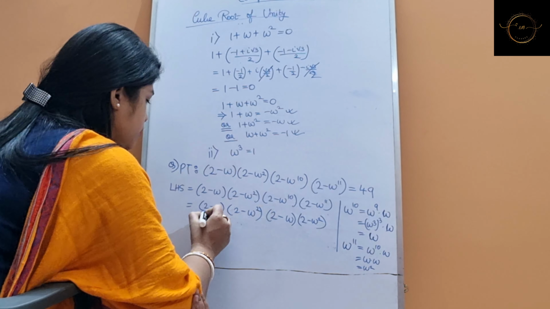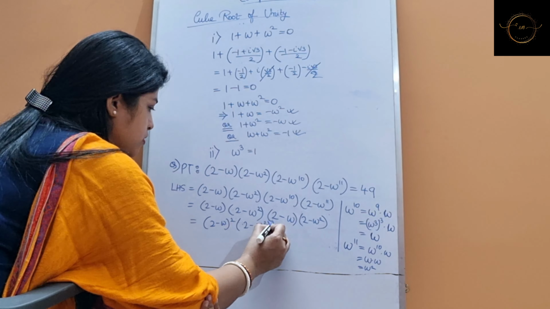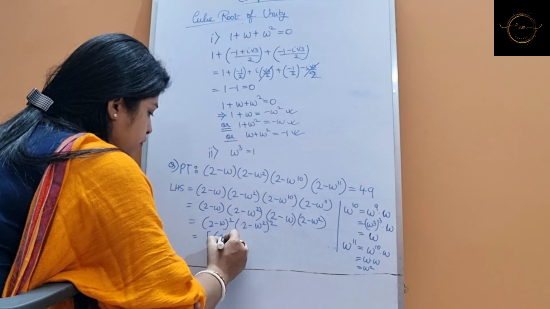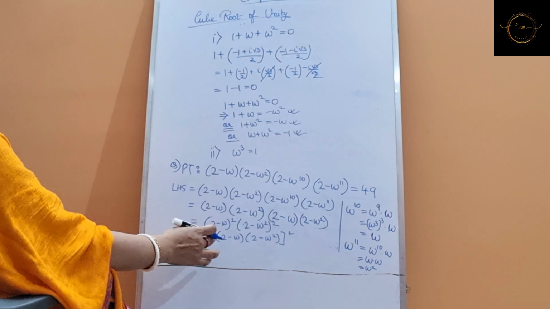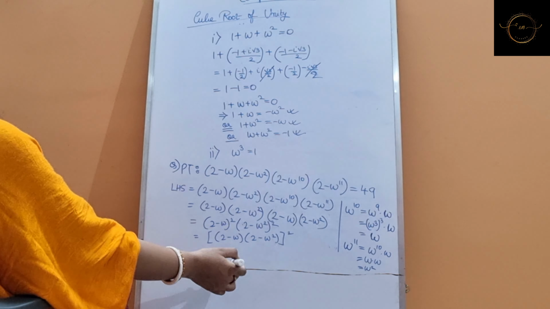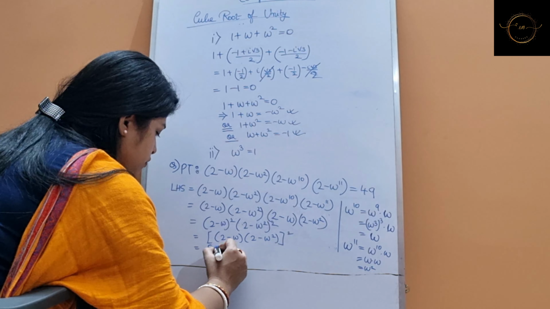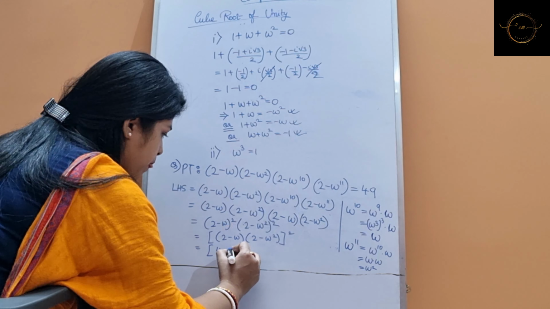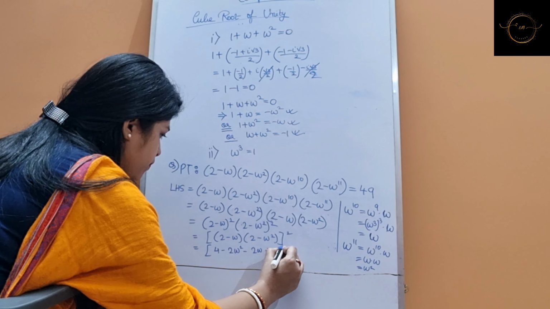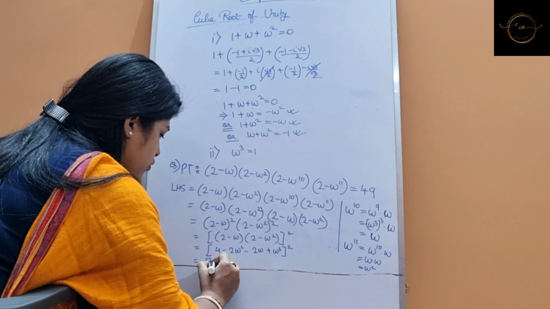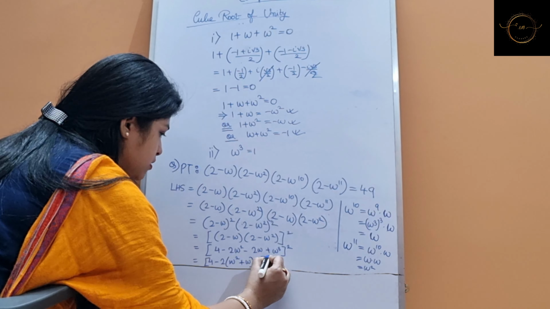So this is coming 2 minus w whole square, 2 minus w square whole square. Together we can write 2 minus w into 2 minus w square whole square, because both are in whole square. Now simplify the inside part. This will be 4 minus 2w square minus 2w plus w cube, whole square. This is equal to 4 minus 2 (if you take common) w square plus w plus 1, whole square.